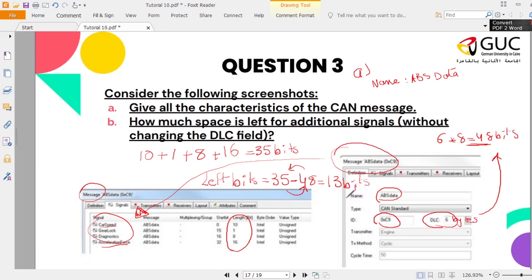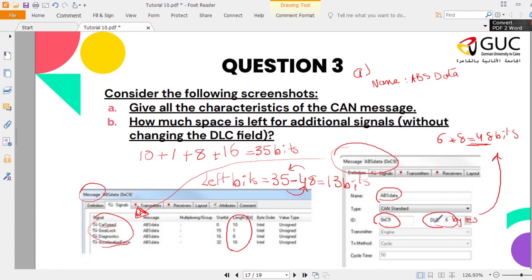Okay, so again, the characteristics of the CAN message as in the screenshot: its name, its ID, and the DLC. This message contains 4 signals. Each signal has a different length in bits. So the second question asks whether we can put more signals or not, without changing, without increasing the DLC field.